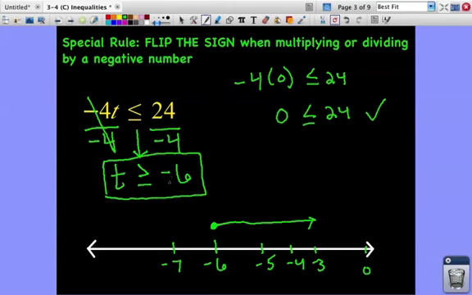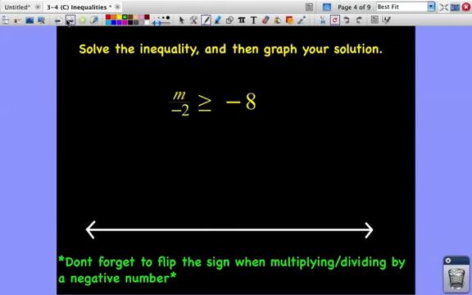That works. Now let's plug in 0 to this inequality as well. When I flip my sign, I'll have 0 is greater than or equal to -6. Is this true? Yes, it is. Okay. It satisfies both inequalities. So that's why we flip our sign. If we didn't, the solution set would be backwards. Okay. So let's take a look at 2 more examples and then we'll be all done.